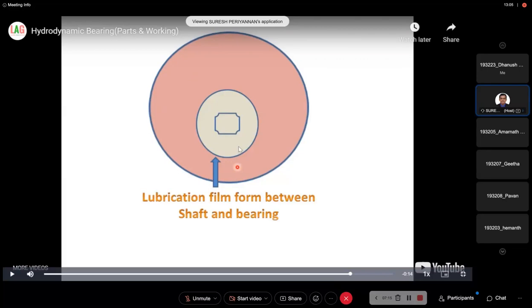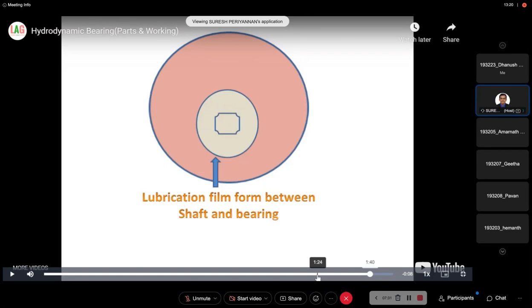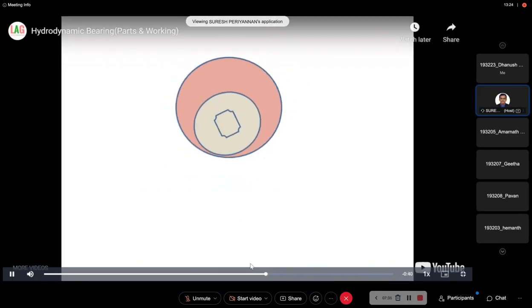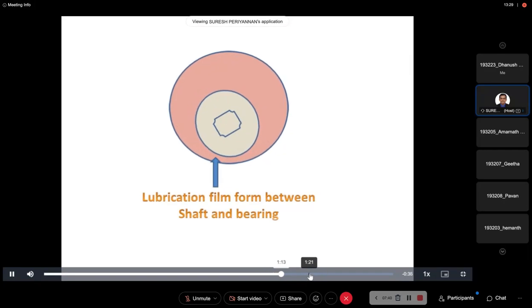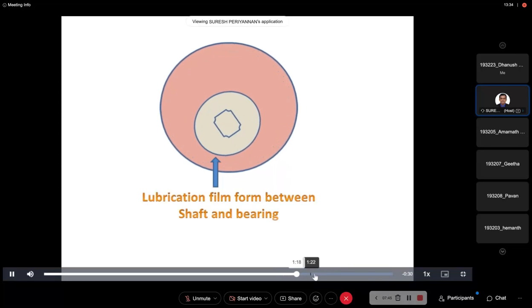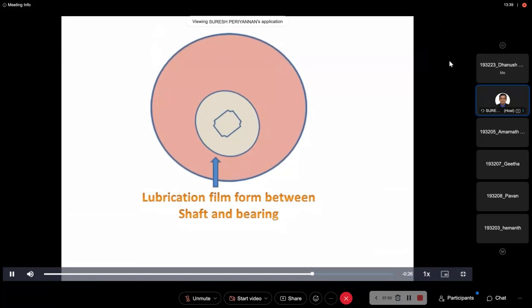Now, some transition is going to happen. That transition we are going to understand now. That is a very important thing. What is that transition? Initially at rest the condition is boundary lubrication, and when the speed increases, the boundary lubrication becomes thick film lubrication, which is nothing but hydrodynamic lubrication.